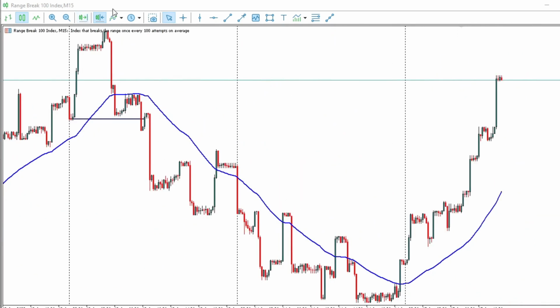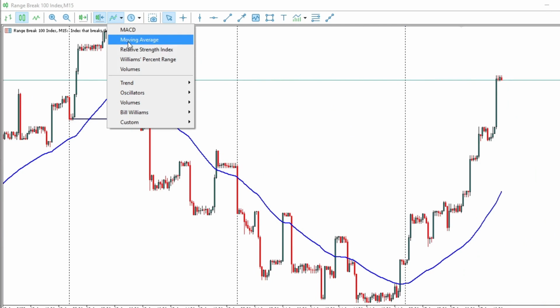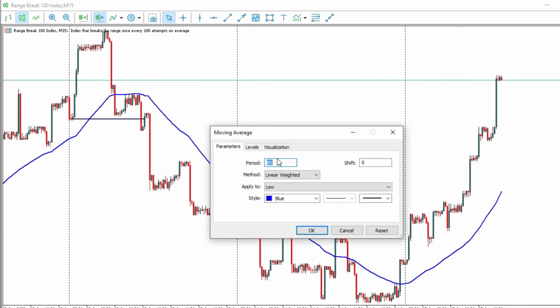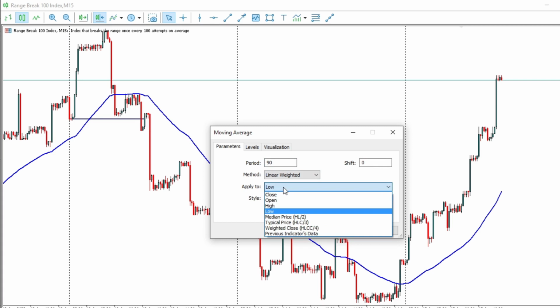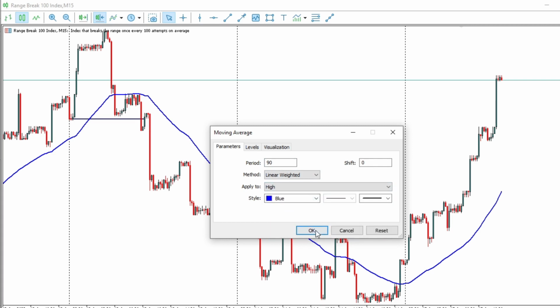Now we are going to add another one, and it's also a moving average. So we come and add it. It's going to be period 90, method linear weighted, shift 0. Then for this one, let's apply it to high. Be careful with this. They're going to be of the same color. Period 90, method linear weighted, shift 0, apply to high.